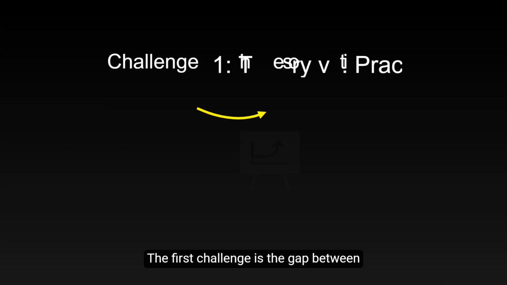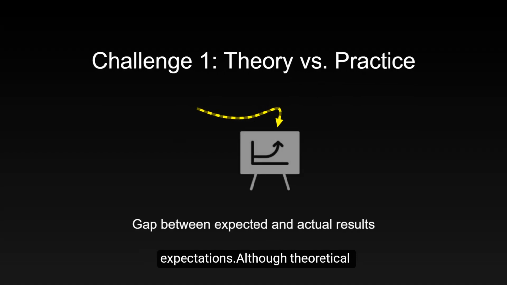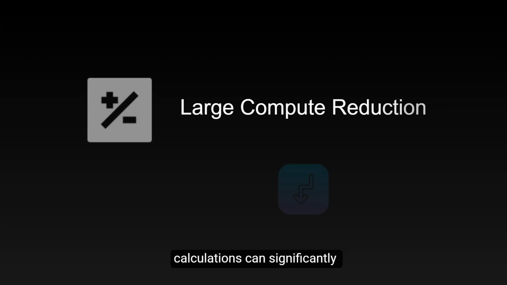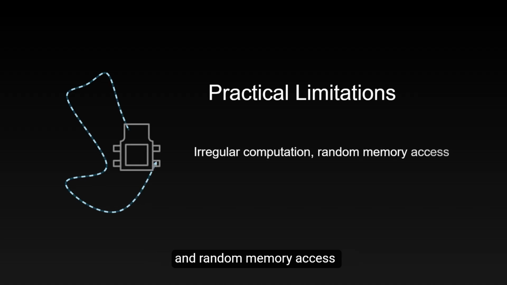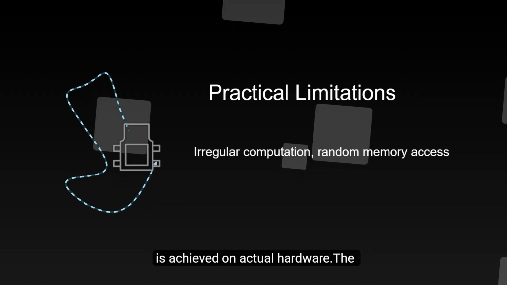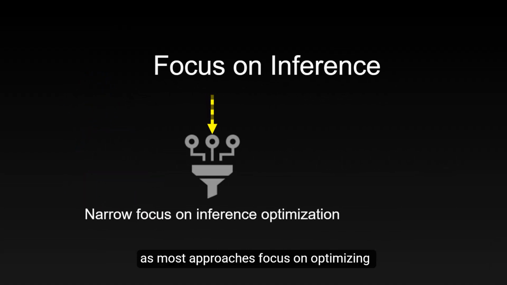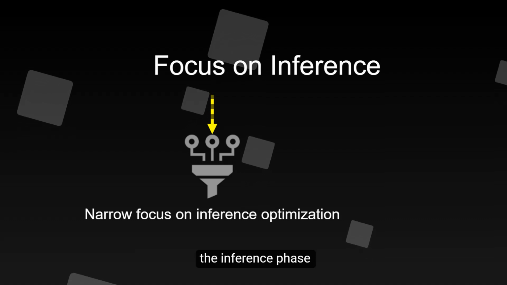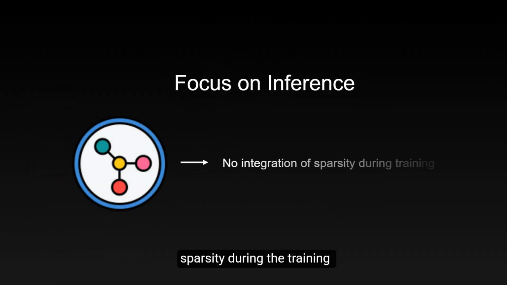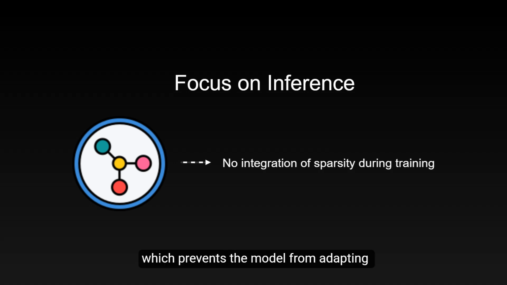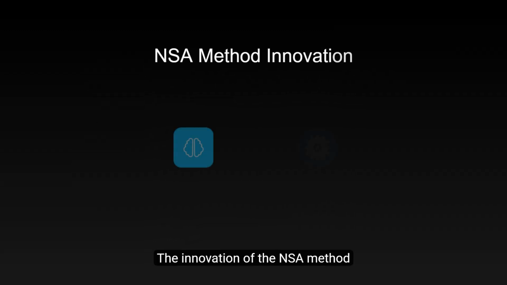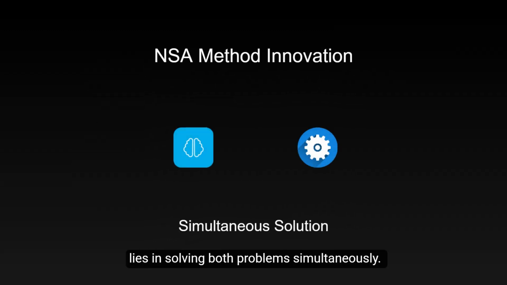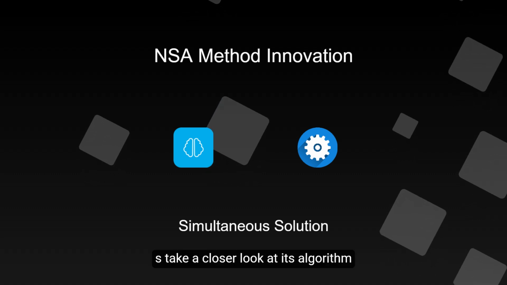The first challenge is the gap between practical results and theoretical expectations. Although theoretical calculations can significantly reduce computational load, due to irregular computation patterns and random memory access, no corresponding speed improvement is achieved on actual hardware. The second challenge is the limitation of the methods, as most approaches focus on optimizing the inference phase without considering how to introduce sparsity during the training phase, which prevents the model from adapting to sparse computation patterns during training. The innovation of the NSA method lies in solving both problems simultaneously. Let's take a closer look at its algorithm design.